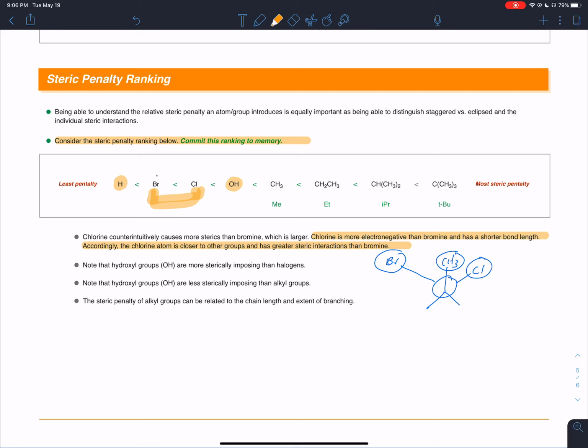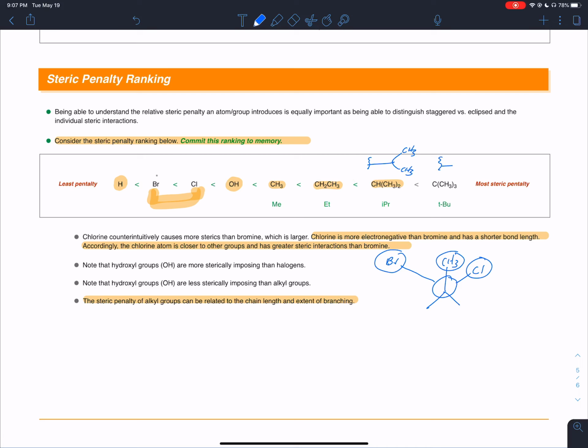When you get to your carbon groups, your methyl, ethyl, isopropyl, and tert-butyl groups, we see an increase in the steric penalty, and that is related to an increase in chain length and the extent of branching, okay? From methyl to ethyl, we see an increase in steric penalty. The chain is elongating. When we go from ethyl to isopropyl, here now we have a carbon bonded to two methyl groups. This is an isopropyl group. That is a lot more sterically penalizing than an ethyl.